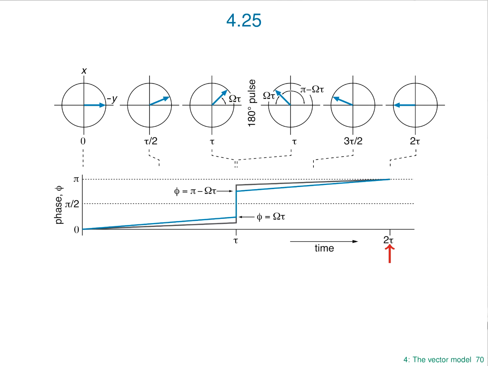So when you get to the 180 degree pulse, the angle is smaller, but the 180 degree pulse takes it to this mirror image position, and it still ends up exactly at the same end point, even though the frequency is different. And that's this special property that a spin echo has. It refocuses the offset.